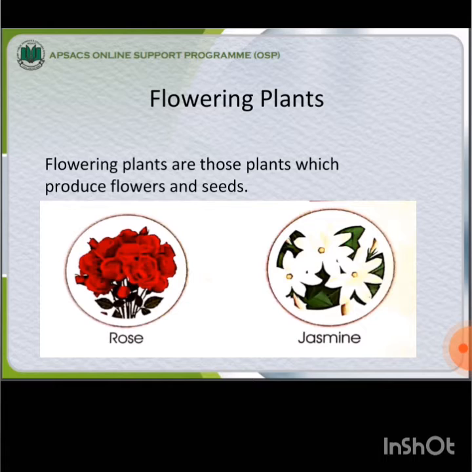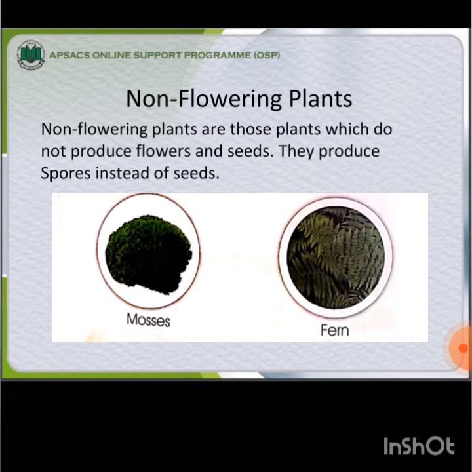Next, we have flowering plants and non-flowering plants. Flowering plants are those plants which produce flowers and seeds. For example, rose flower and jasmine flower. Next, non-flowering plants. Non-flowering plants are those plants which do not produce flowers and seeds. So they produce spores instead of seeds.